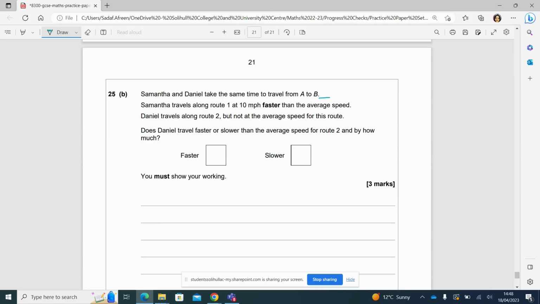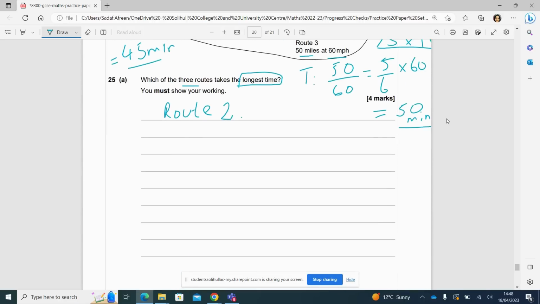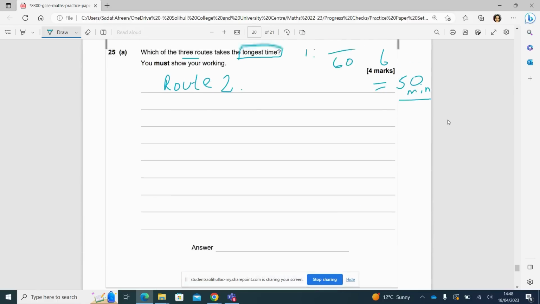It says Samantha and Daniel take the same time to travel from A to B. Samantha travels along route 1 at 10 miles per hour faster than the average speed. Daniel travels along route 2, but not at the average speed for this route. So if you go back, Samantha travels along route 1 at 10 miles per hour faster than the average speed.